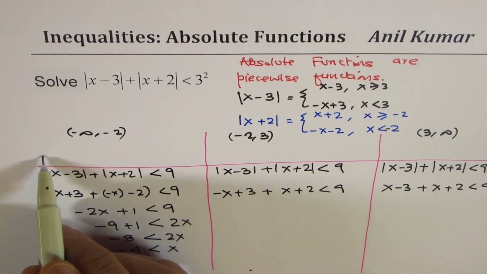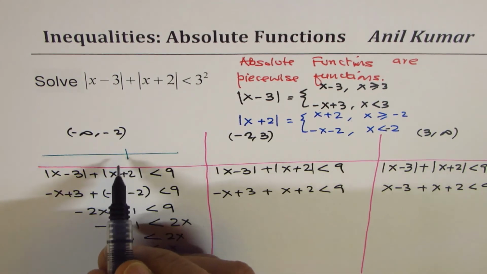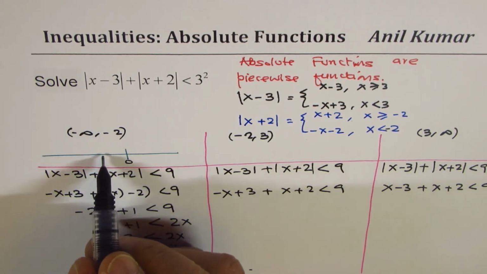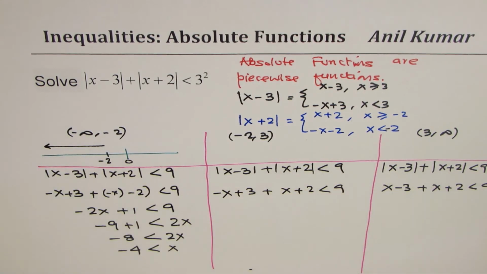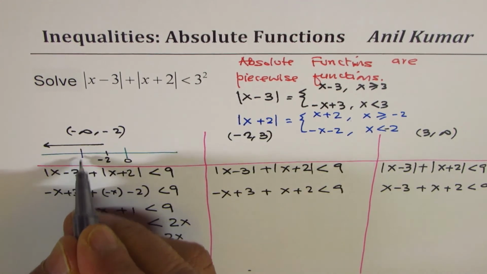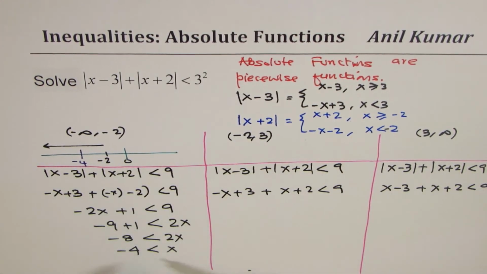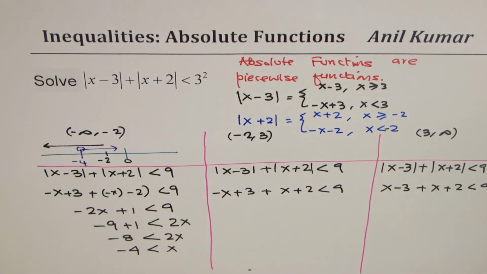We are talking about an interval here, which is from, let's say this is 0. So this is from, let's say, minus 2 to the left side. This kind of an interval. In this interval, we get one solution, which is x is greater than minus 4. So let's say this is minus 4 for us. The solution which we get is that it is greater than minus 4.